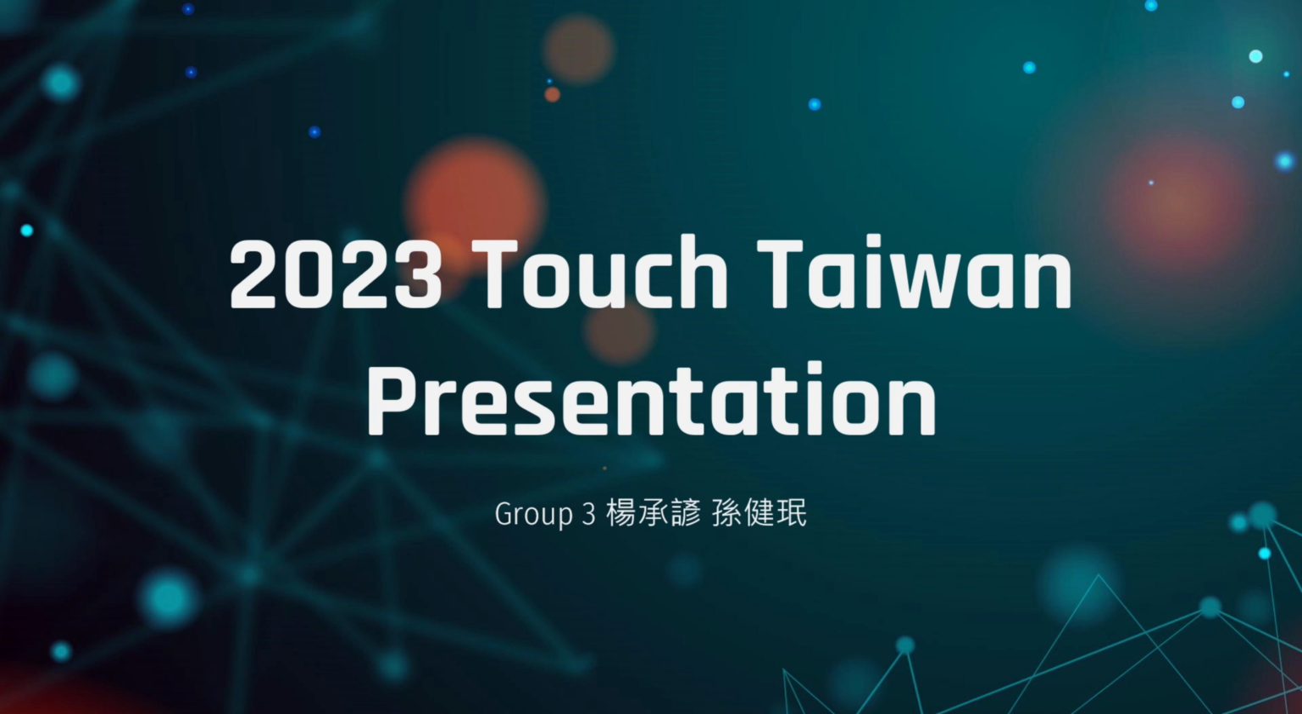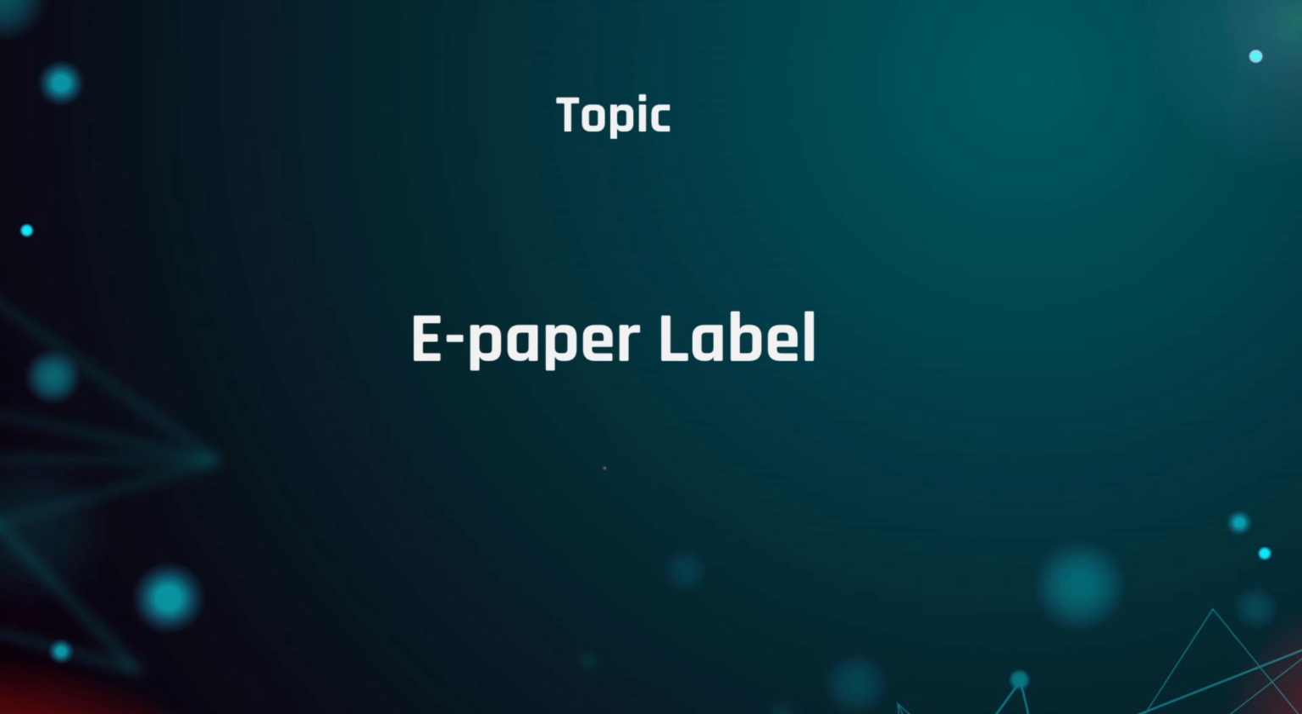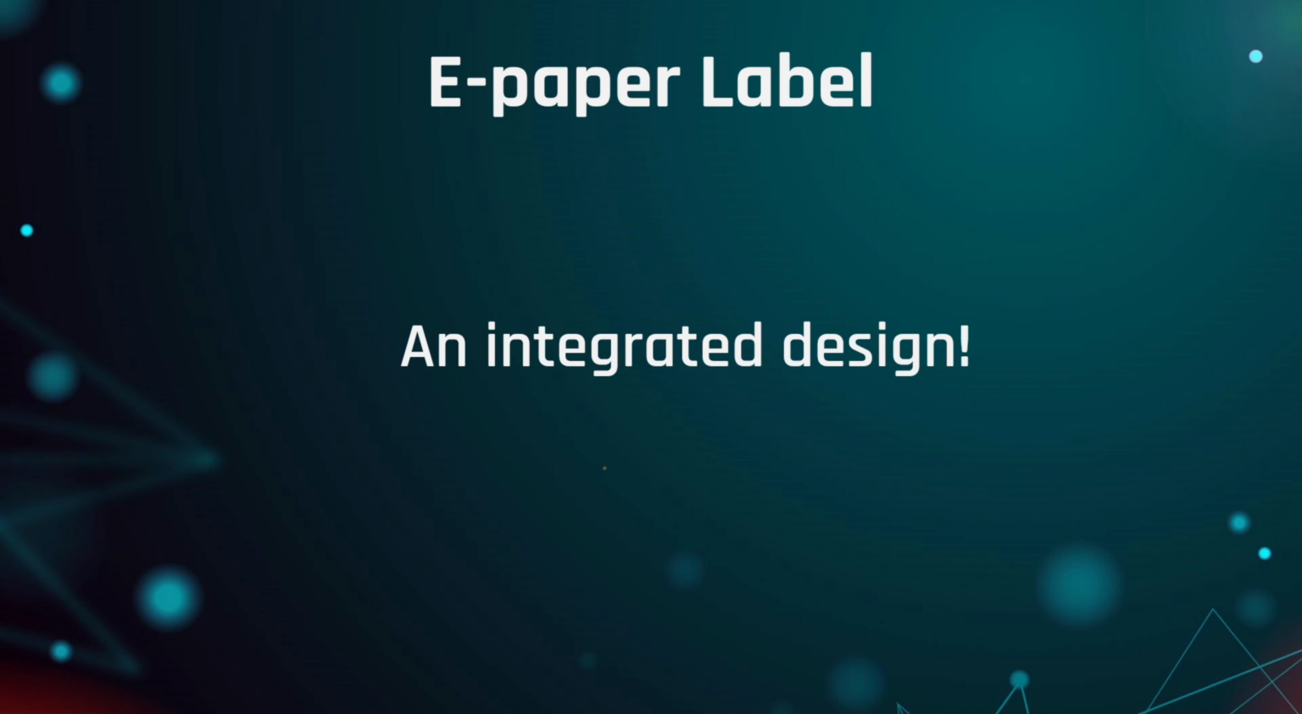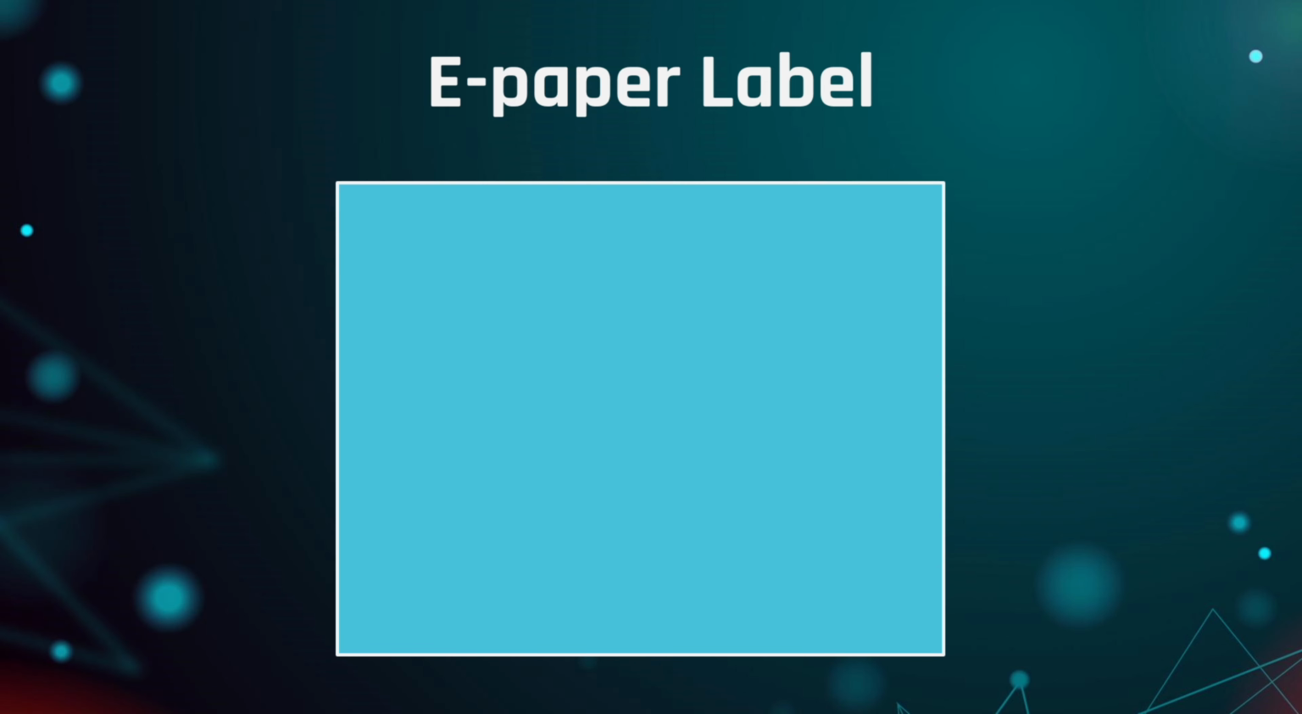The topic we are going to introduce is e-paper label. The e-paper has existed for a period of time. What is new in Touch Taiwan 2023? The answer is that it's an integrated design. The design we found is a multi-product combination e-paper. It can be used in retail stores and other similar transaction occasions.